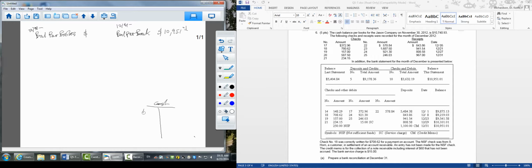10,740.93. That's the beginning balance, isn't it? I want the ending balance. This is November 30th, which is also December 1st, of course, a millisecond later. December 31st is the date I want, because that's what my bank statement is. What's my cash receipts, and what's my cash disbursements? So, how'd you get the cash receipts? Just added them up. 843.86, 941.54, and so on, right? Count them up. How much was that? 3,560.98.